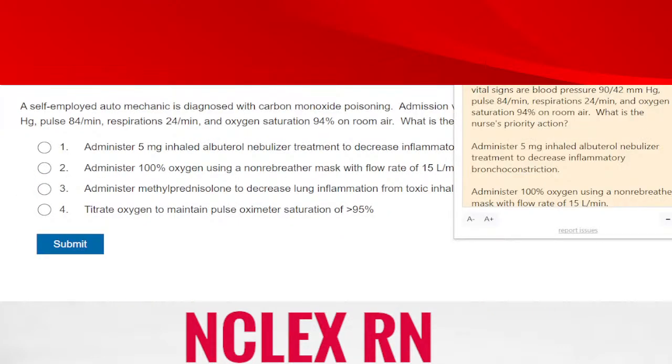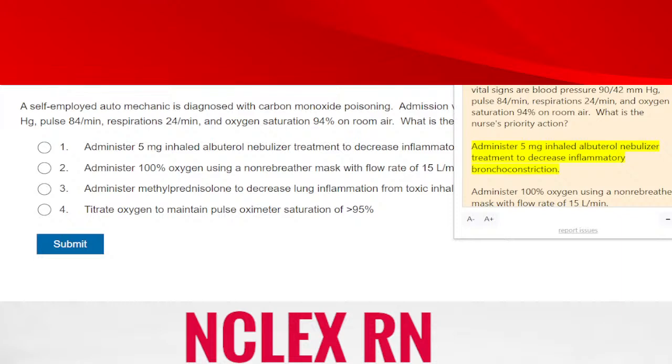A self-employed auto mechanic is diagnosed with carbon monoxide poisoning. Admission vital signs are blood pressure 90/40 mm Hg, pulse 84 per minute, respirations 24 per minute, and oxygen saturation 94% on room air. What is the nurse's priority action?